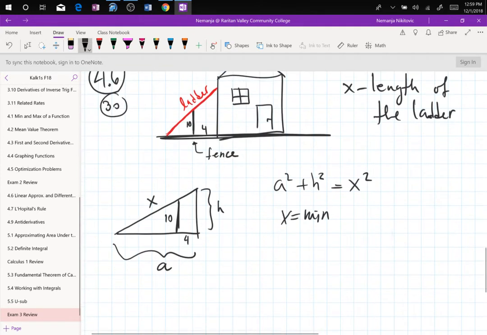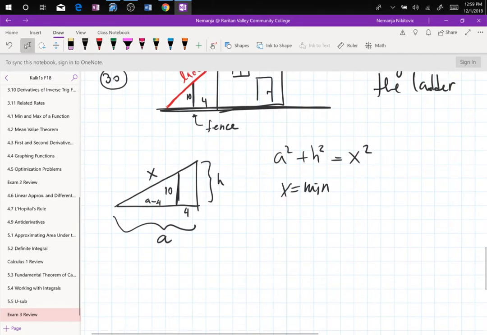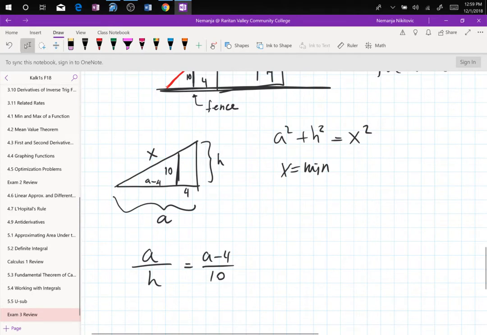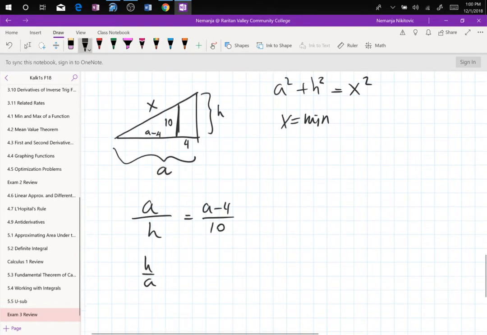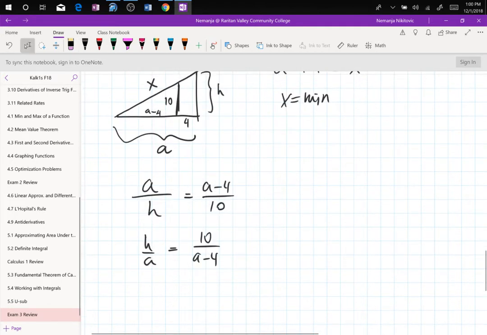So we write our proportion, right? If the whole thing is A, then this is A minus 4. So we have A is to H what A minus 4 is to 10. So flip both sides. H over A is 10 over A minus 4. Multiply A to the other side. H equals 10A over A minus 4.